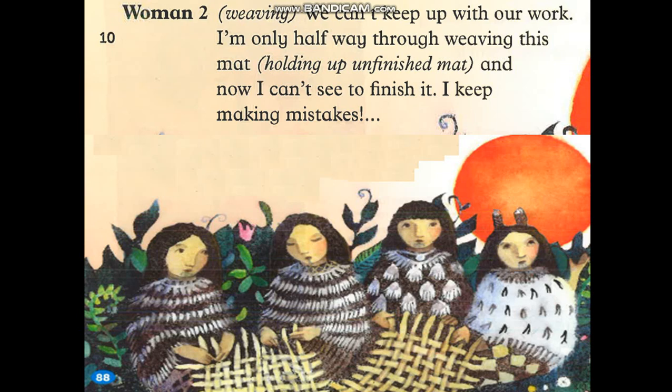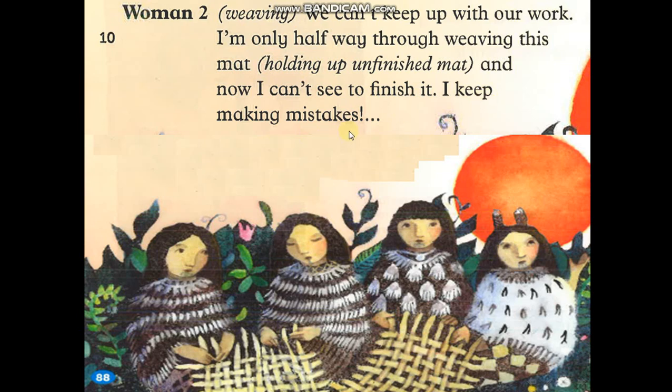Now, there's another character which is woman 2, another woman. She is also weaving, and then she says, we can't keep up with our work. I'm only halfway through weaving this mat. And then she is holding up an unfinished mat. So here we don't say holding up unfinished mat. The woman that is acting like woman 2, who is weaving, will hold up the mat that she didn't finish. And now I can't see to finish it.